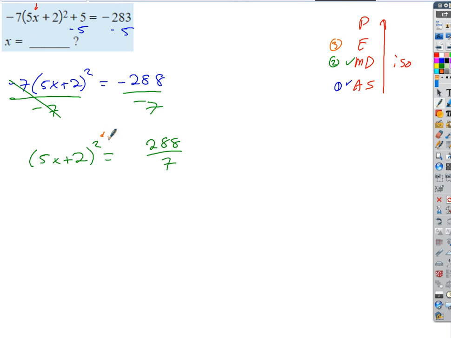So if we square root both sides, that gets rid of the radical, right? So we end up with 5x plus 2. Do I need the parentheses once I've gotten rid of the power? I don't really need them anymore, do I? Equals, now here's where we need our plus or minus, right? So we got to add our plus or minus, but we got to simplify that radical, right?